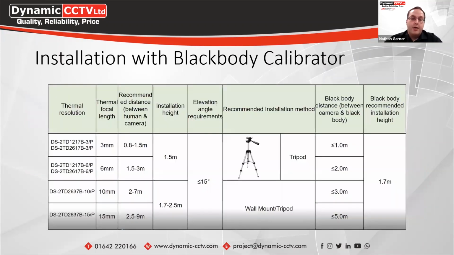This is the configuration with the black body calibrator itself. So there does have to be a recommended distance between the black body calibrator and the temperature screening camera. You can see there's a few different distances there for it, as well as the mounting height of the black body calibrator. This needs to be pointing towards the camera and in the camera's field of view, but it can't be in the same detection area that you have configured. It has to be outside of the area that you've configured for the temperature screening.